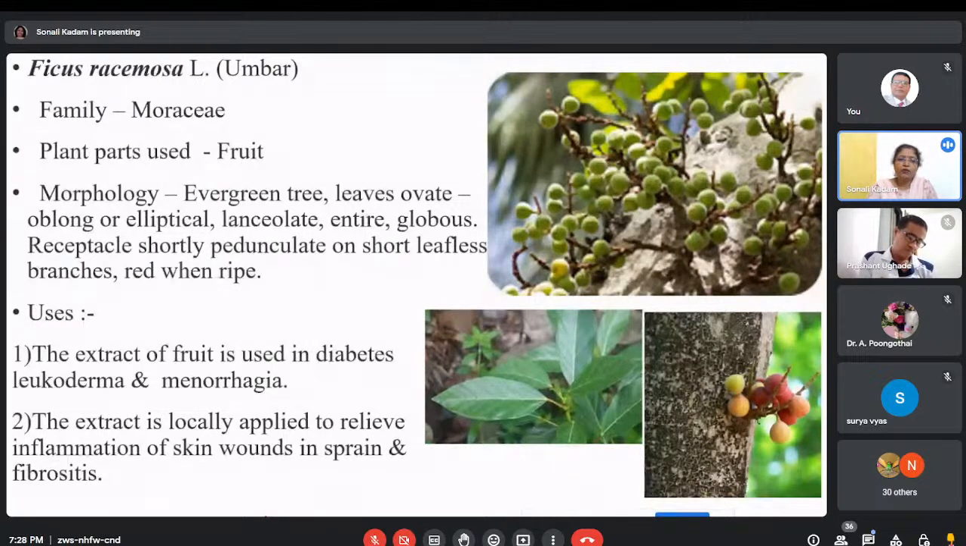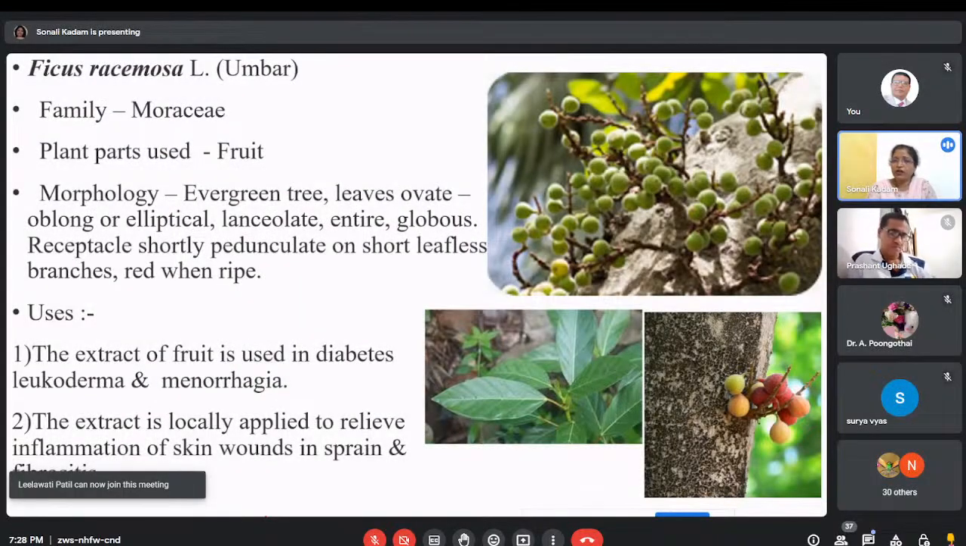Okay, the fruit, if you open this, inside that you get very small flowers. So actually you don't get any flower on umbar. Why? Because this outer part is not actually the fruit. Inside that, there are much smaller flowers present, and when the flowers mature, the fruits are also there.